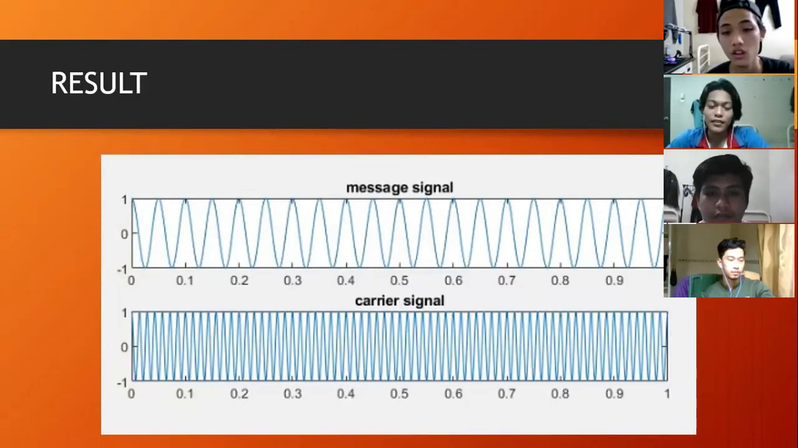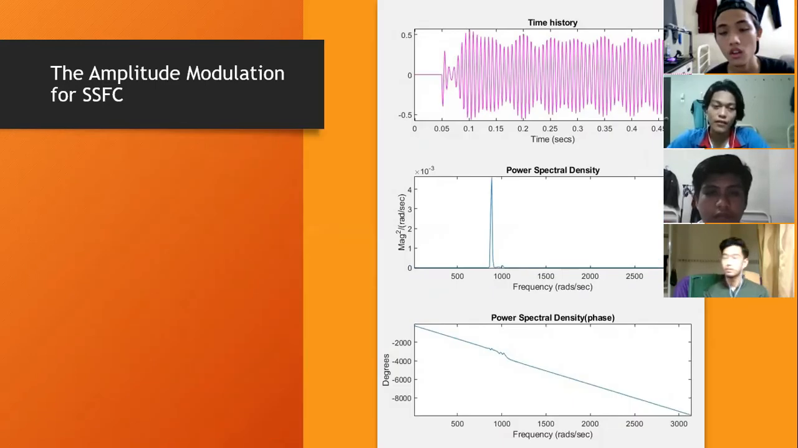So this is the result that we got from the Simulink. This is the message signal and carrier signal. Today we got the amplitude modulation for single sideband full carrier. After this, Zafran will explain the simulation.